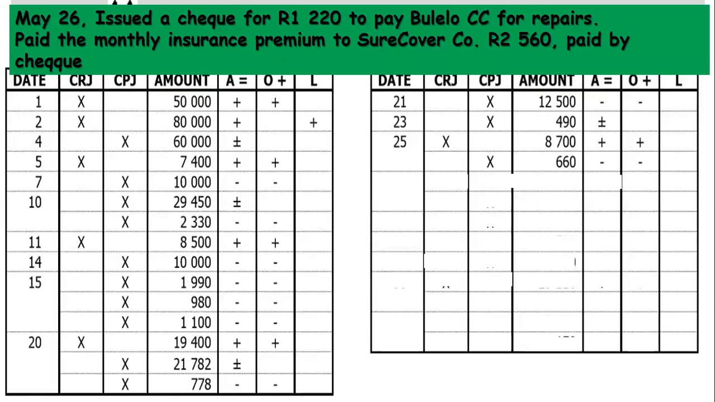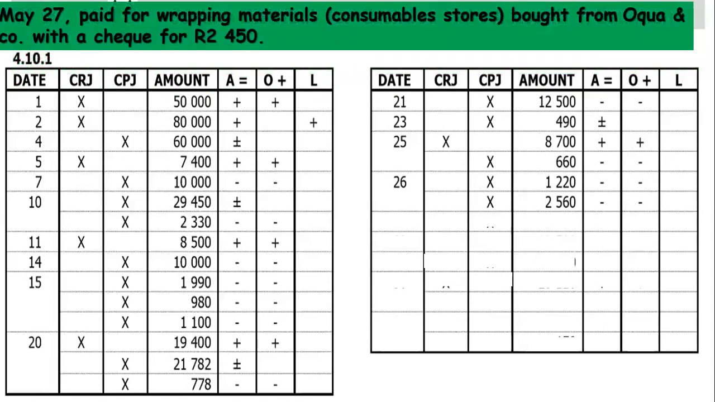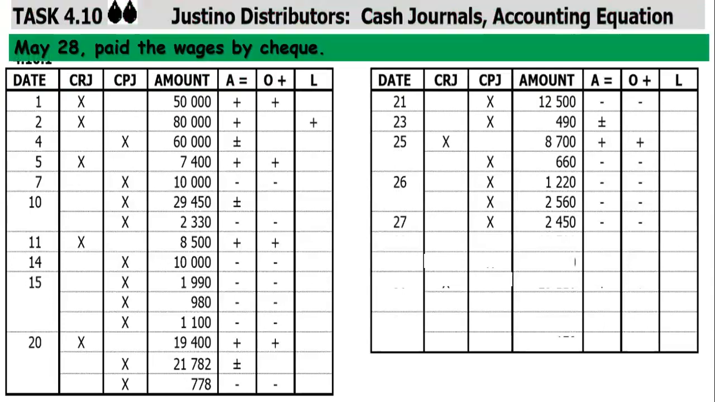Paid the monthly insurance premium to Co. So we've got 2 transactions here, both cash payment journal. The first one there for Bulelo, and then the second one, both CPJ, reducing assets and reducing owner's equity. And then on May 27, paid for wrapping materials, consumable stores, bought from Aqua and Company with a check for 2,450. There we go. Cash payments journal, reducing assets, reducing owner's equity. And then May 28, paid the wages by check, right? There we go. Reducing owner's equity, reducing assets, and also it's a CPJ entry.